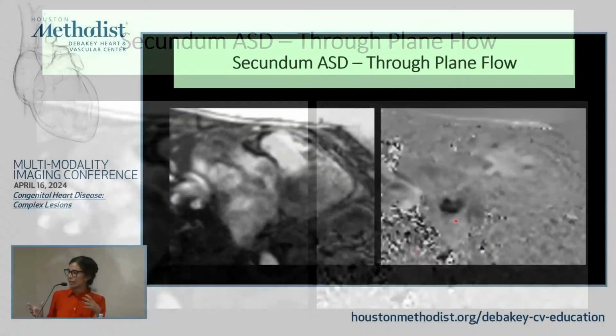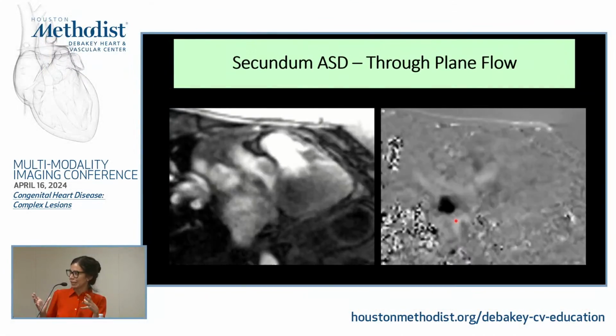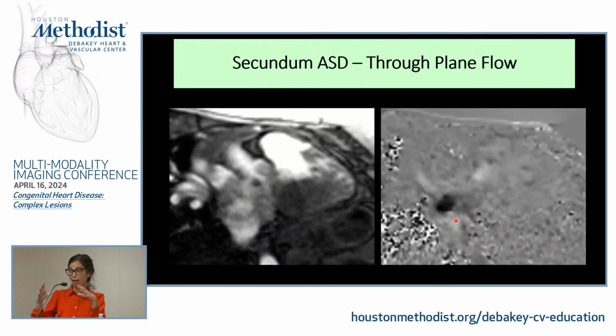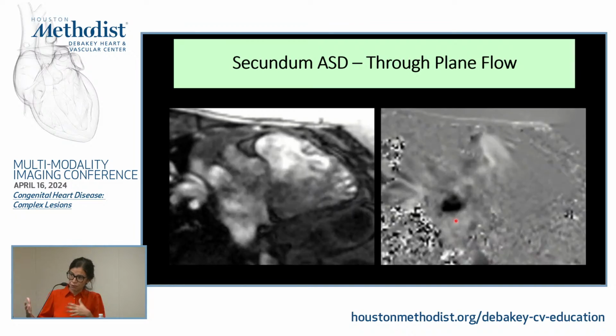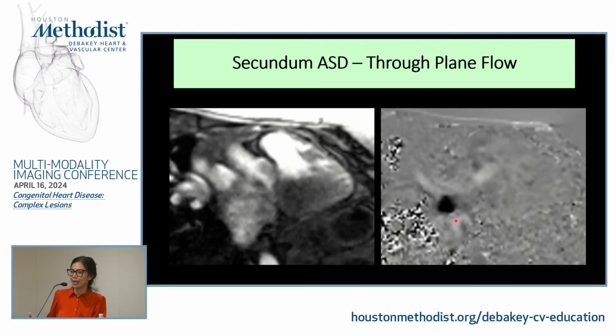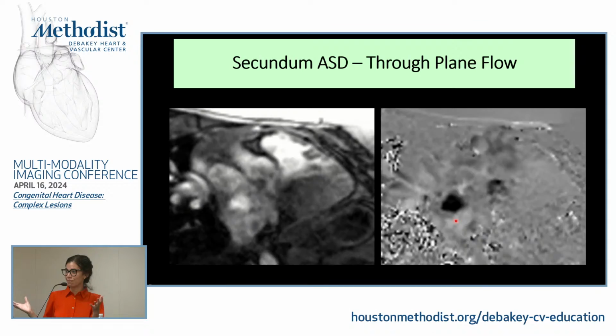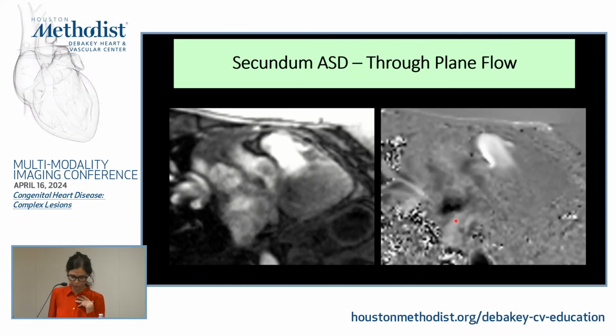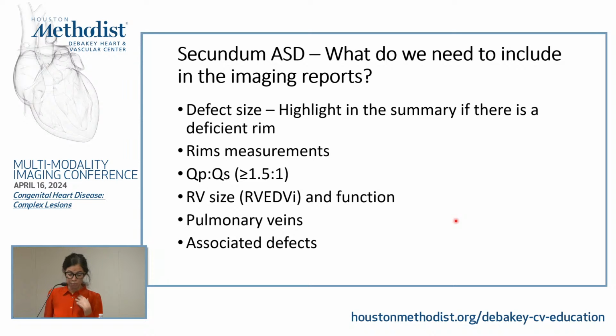Sometimes you see a secundum ASD, but you don't see the end of it. This is very helpful. We have some patients who have very large defects that extend all the way to the IVC, that have a physiology similar to a common atrium. So this is very helpful for that. Okay, so like Abu was saying, we need to report the defect size. We need to measure the rims, and then we'll review that in a minute.